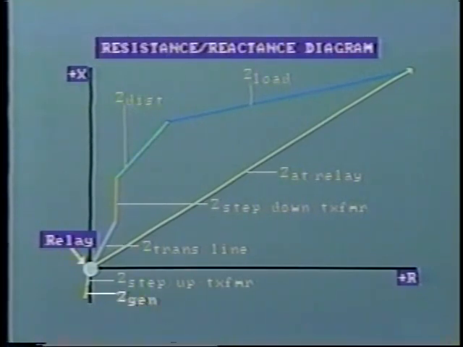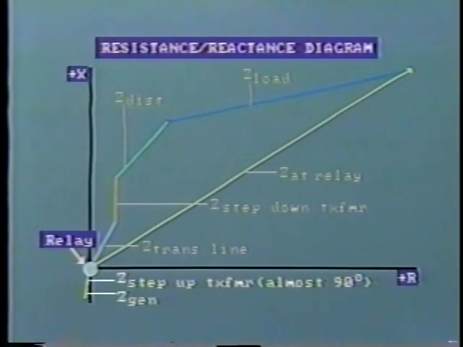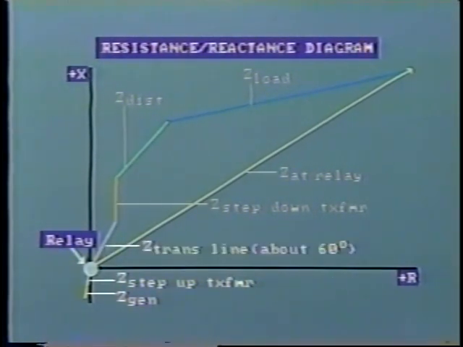First, we have here the impedance of the generator. This is quite a low value and also consists mainly of reactance, as can be seen from the large phase angle. Similarly, the step-up transformer impedance is composed almost entirely of reactance and is therefore close to 90 degrees. The impedance of the transmission line is plotted here at about 60 degrees.